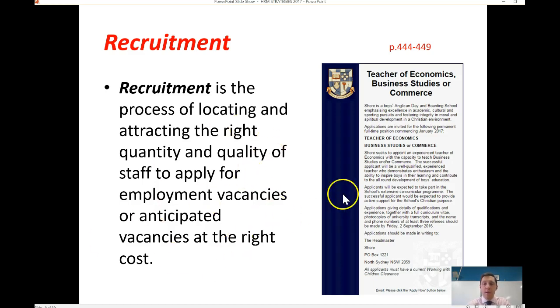And over here you can see an example of a job that was advertised at the end of 2016 for a teacher at Shaw in the Economics, Business Studies and Commerce area. So that's an example of external recruitment, looking to hire someone. That ad was placed in the Sydney Morning Herald and also on seek.com.au.